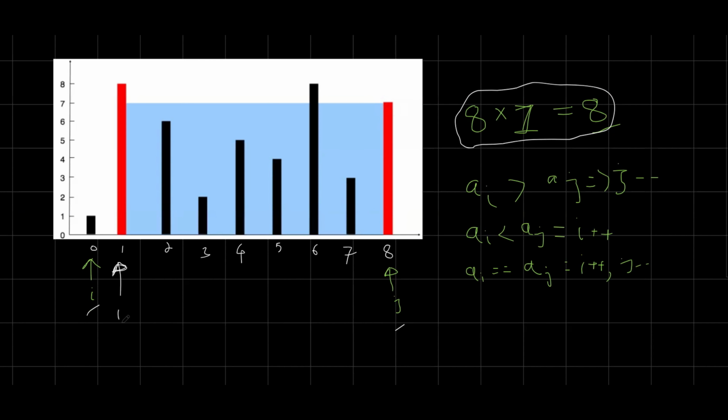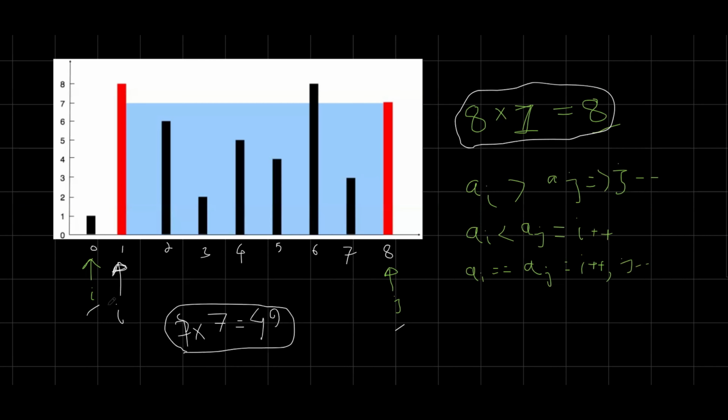Now our current i is pointing to the second element where the height is 8 and j is pointing to the last element where the height is 7, and the minimum of 8 and 7 will be 7. So here the minimum is 7 and the difference of the index numbers will be 8 minus 1, which is 7. So here the volume will be 49. This is the maximum volume we can get.